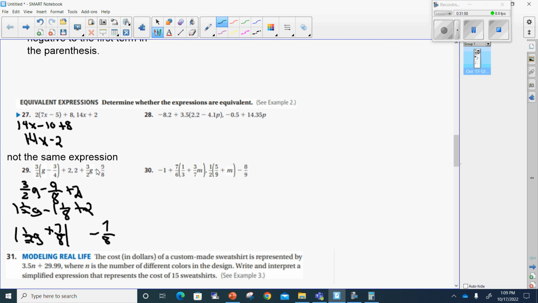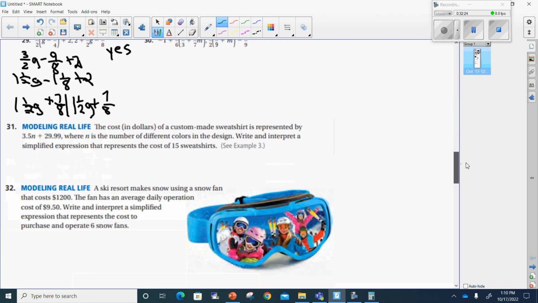And now we have 3 over 2g, which again we said was 1 1/2 g. So let's see. This was a positive 2, so this is going to be a positive because it's a bigger number. And yes, they are the same. So we could put yes for this one. And I don't know if we, oh, this one we said no. All right.